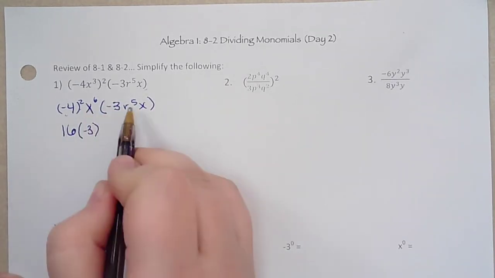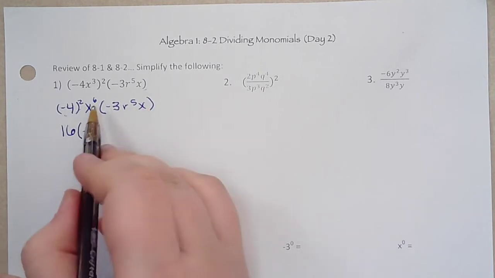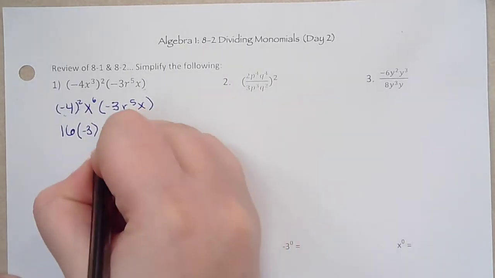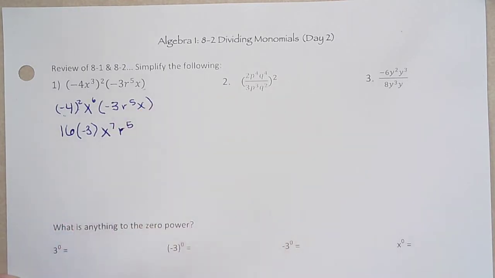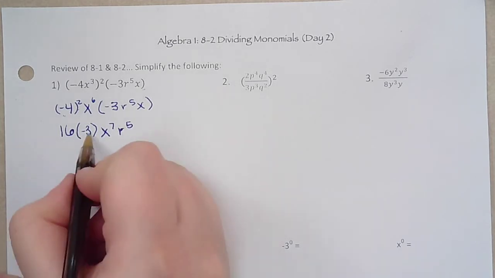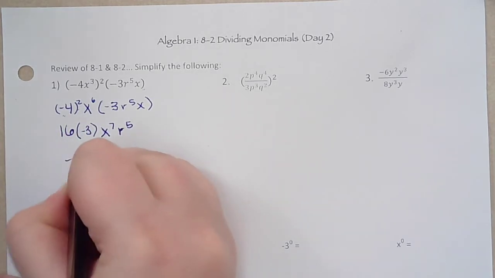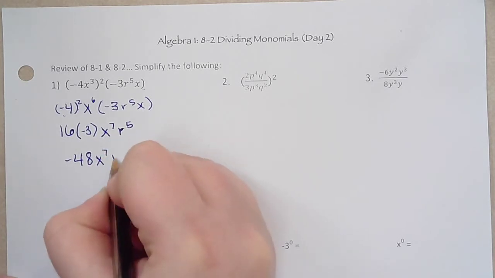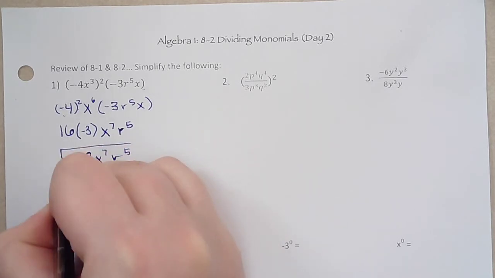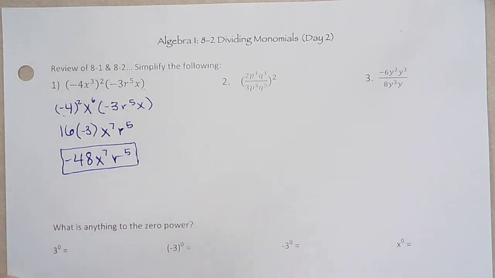Now what am I left with? I have an x to the 6, an r to the 5, and an x. Well, I know if my x to the 6 is multiplied by my x, I'm going to add the exponents, and I'm going to leave the r to the 5 alone. There's nothing it can be combined with. The only thing I have to do is simplify this last set of numbers. So 16 times negative 3 is negative 48. x to the 7 can't be reduced, and neither can r to the 5. I know I'm going through these pretty quick, but because it is a review, I'm not going to spend too much time on them.